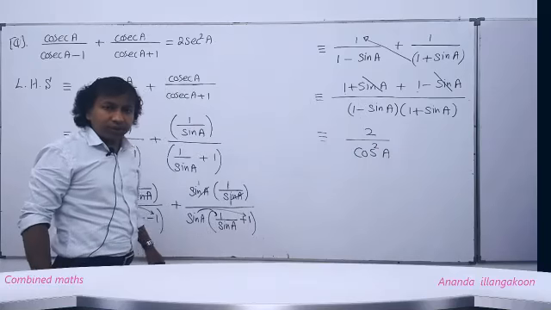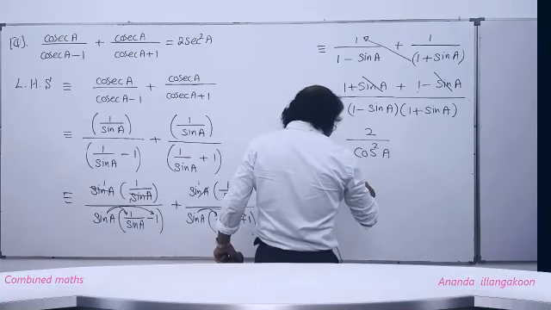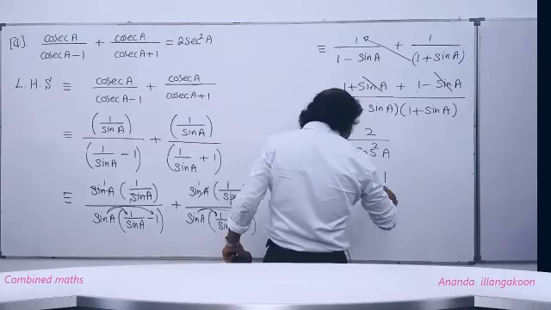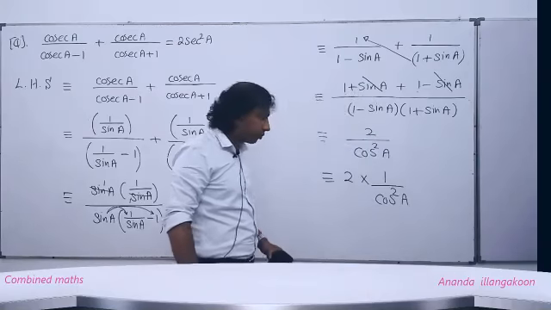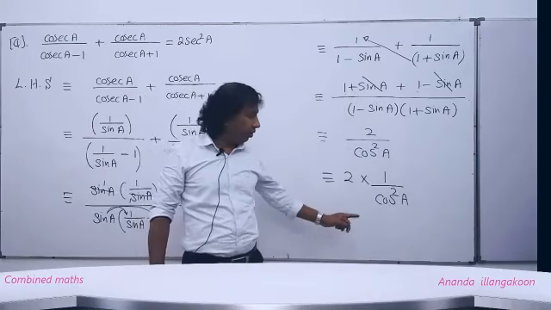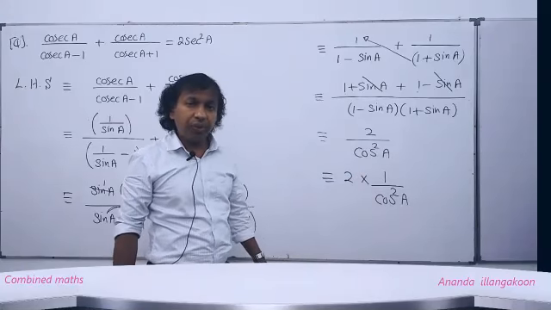2 divided by cos squared A. How to think here to get the answer? This 2 I can write as 2 multiplied by 1 divided by cos squared A. People, what is 1 upon cos squared A? Sec squared A.